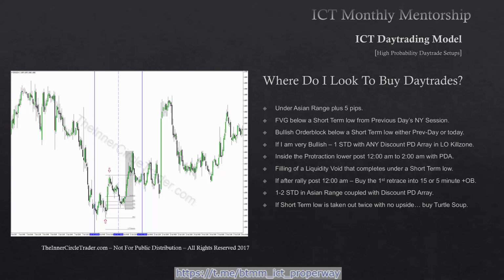Remember, we're looking for that initial drop down, ideally. But if it doesn't happen, we have one condition here where it says if it rallies straight from 12 a.m., when we get to 2 a.m., we're going to buy the first retracement into a 15 or 5-minute order block. Boom, it's over. So you've got every scenario that I would be looking for for a London Open long.